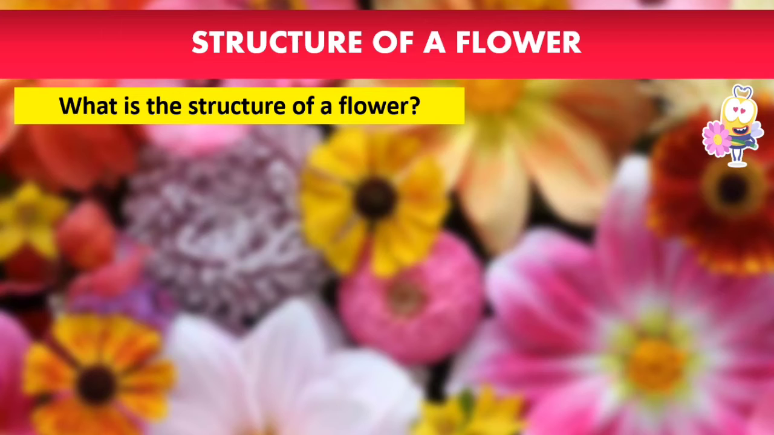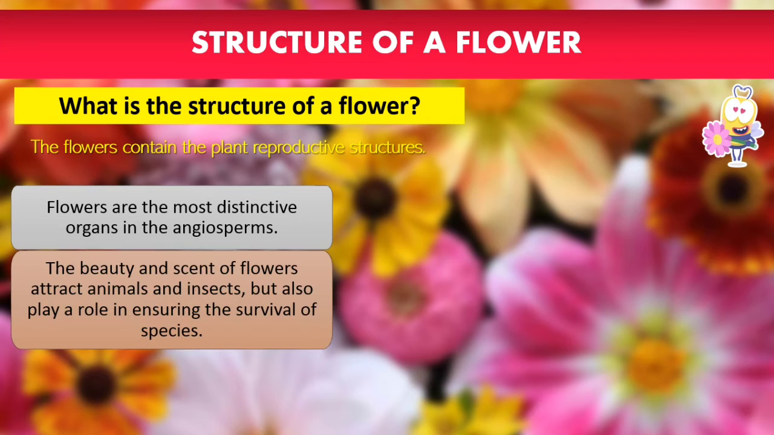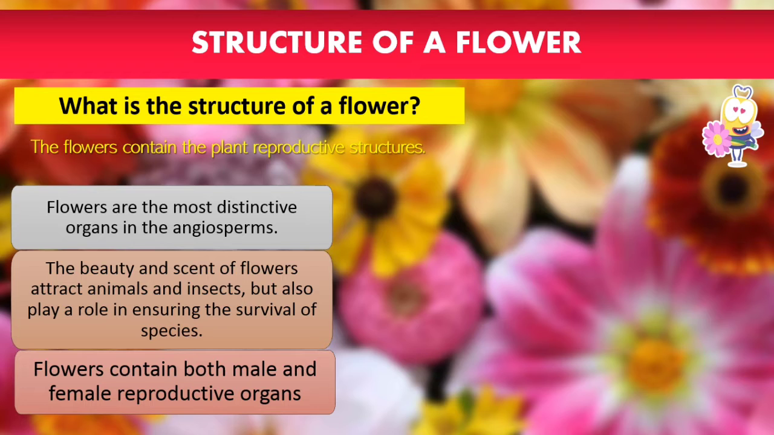What is the structure of a flower? The flower contains the plant reproductive structure. Flowers are the most distinctive organs in the angiosperms. The beauty and scent of flowers attract animals and insects, but also play a role in ensuring the survival of species. Flowers contain both male and female reproductive organs.